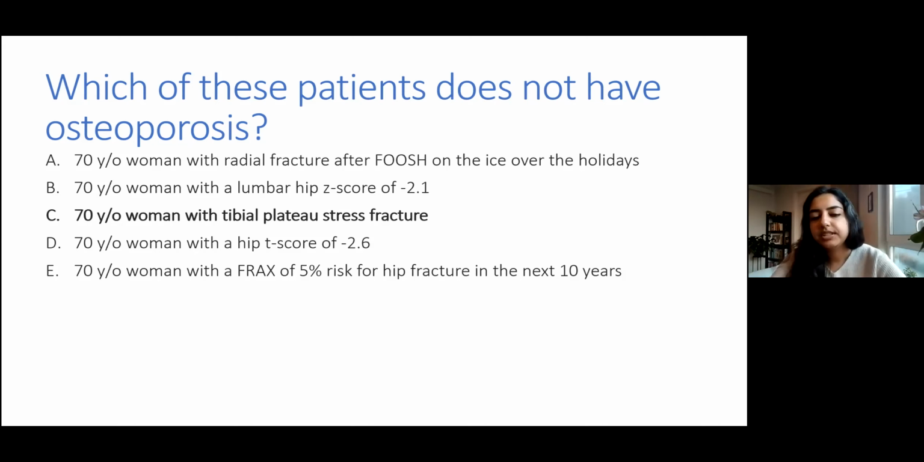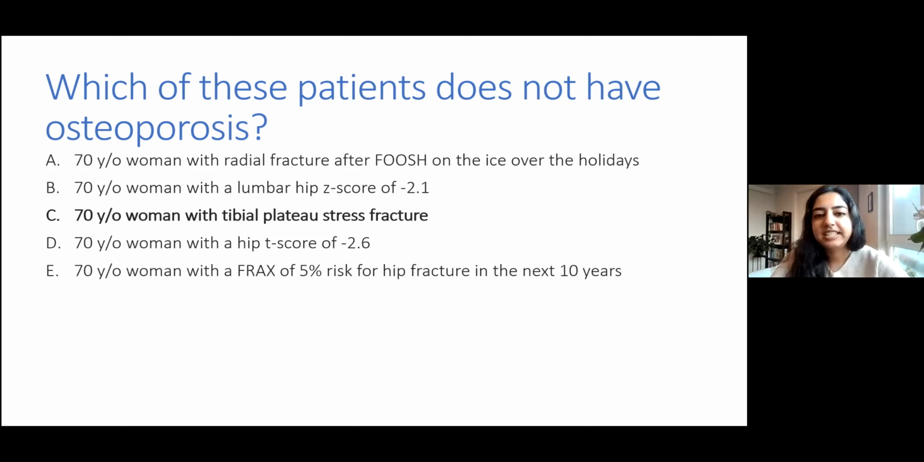Answer choice B. So thinking about T-scores and Z-scores. A Z-score is bone mineral density that's normalized to your age. So if you have a low Z-score, less than 2, you probably have severe osteoporosis because your bone density is poor even after normalizing to your own age. So answer choice B has probably severe osteoporosis. Answer choice C. A stress fracture is not low energy trauma. It's actually high energy trauma because you're exercising the crap out of your bones and that's leading to a fracture.